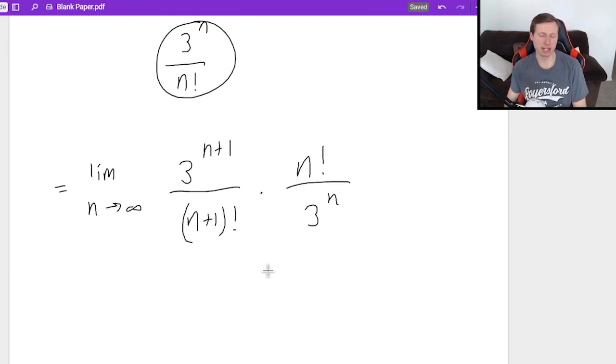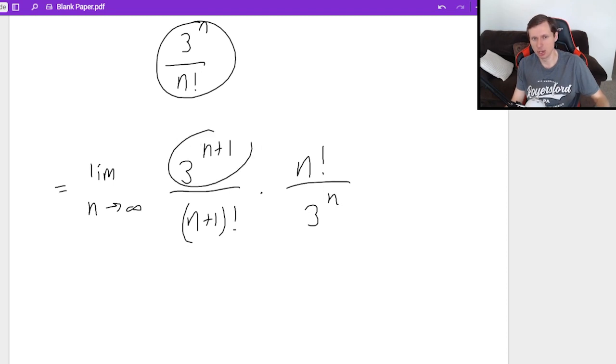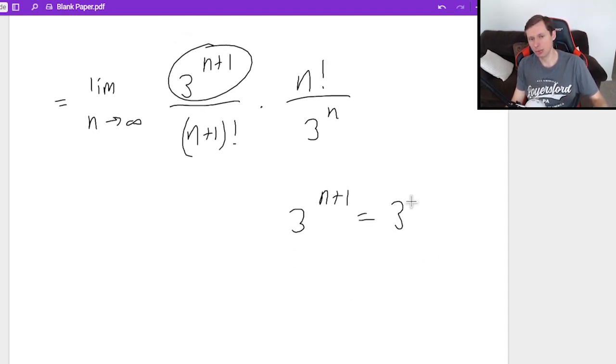And now this is a lot nicer. It may not look nicer because you might not know how to evaluate this limit, but I'm going to tell you this is great actually. And so first, I want to explain the 3 to the n plus 1 because this is the easier thing to explain. 3 to the n plus 1 is actually just equal to 3 to the n times 3 to the first. I'm not sure if you knew that, but this is true, so I'm going to replace it with that. I'm going to say 3 to the n times 3 to the first.